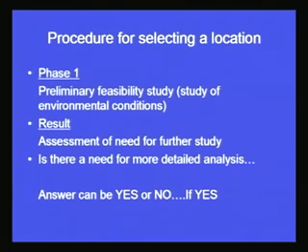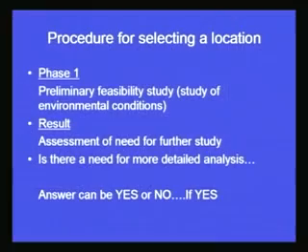So phase 1, maybe we will repeat, because these are the different phases that we need to understand. Phase 1 tells us the preliminary feasibility study, whether the location or the area that we are trying to focus on is feasible according to the environmental conditions or not. Then we do the assessment of whether further assessment is required or not. Is there a need for more detailed analysis? We have to take a decision. The answer can be either yes or no. If it is no, I have already told you there is no need to go for further analysis. If it is yes, then what do we have to do? Let us see that.